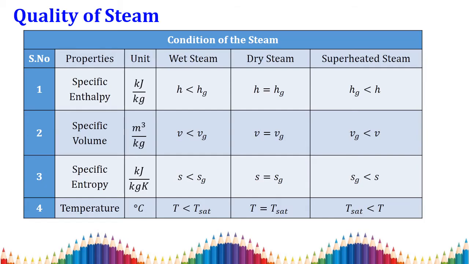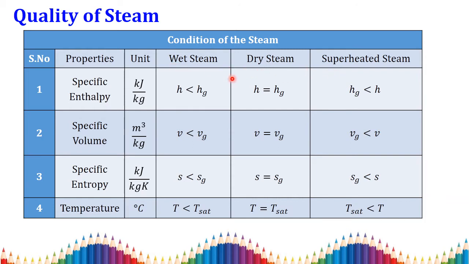Before getting into the problem, we need to know the state of the steam. The condition or quality of the steam we need to identify. For that, we know that there are three different conditions or qualities of steam available. The first one is wet steam, the second one is dry steam, and the third one is superheated steam.